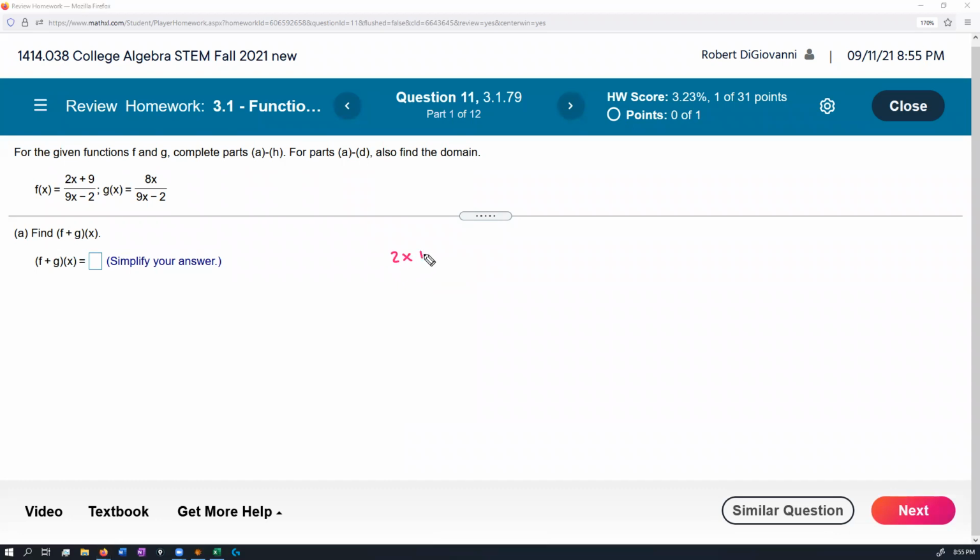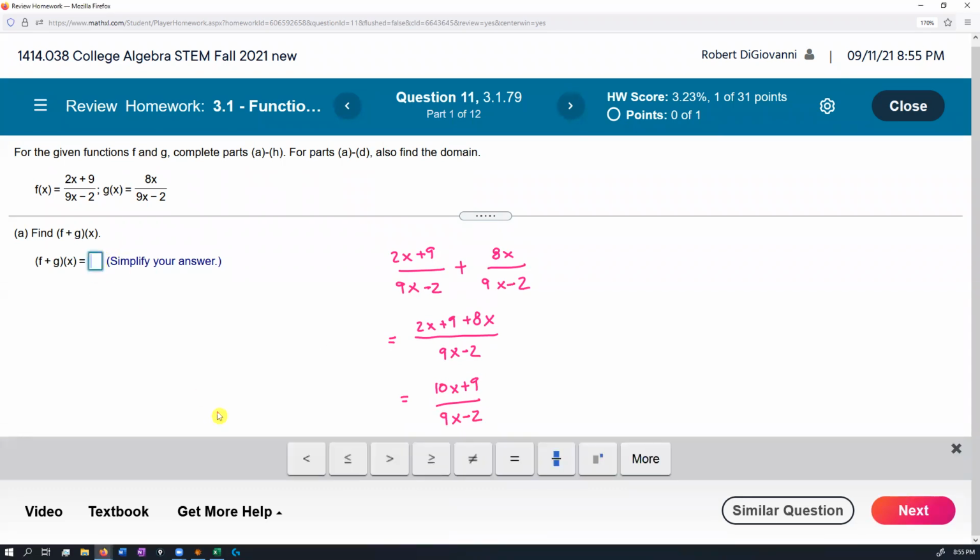We've got 2x plus 9 over 9x minus 2 plus the g function, 8x over 9x minus 2. These happen to have the same denominator, so we just add up the numerators, 2x plus 9 plus 8x, all over the common denominator, 9x minus 2. And that gives us 10x plus 9 all over 9x minus 2. And that's it. So I'm going to put that in here. I'm going to create a fraction. The top will be 10x plus 9, and the bottom will be 9x minus 2.